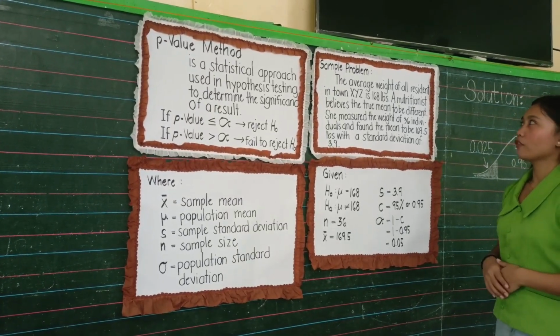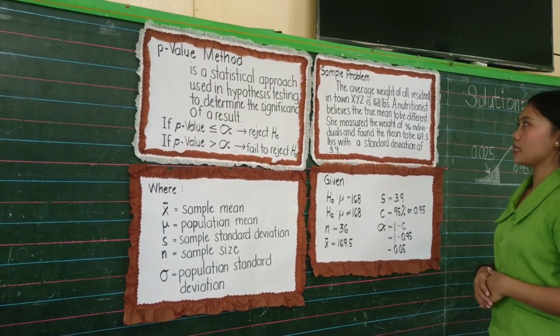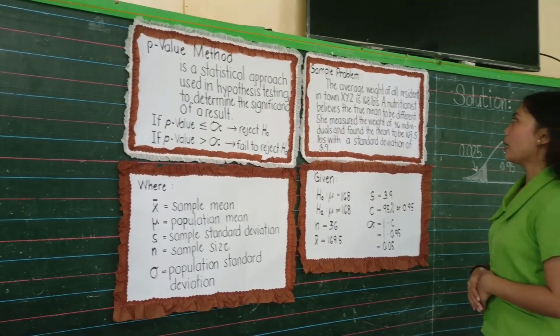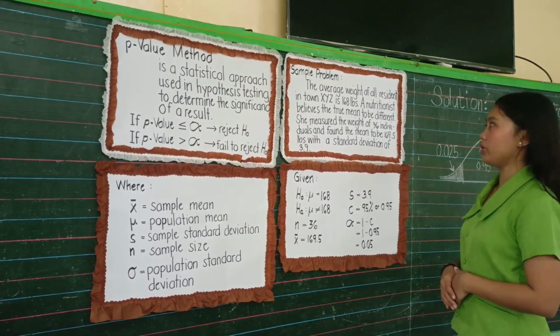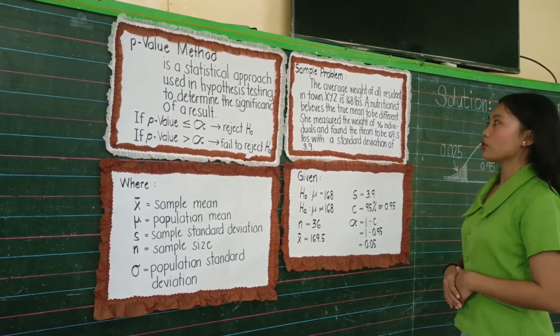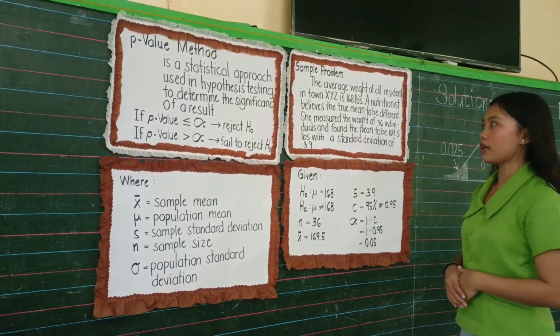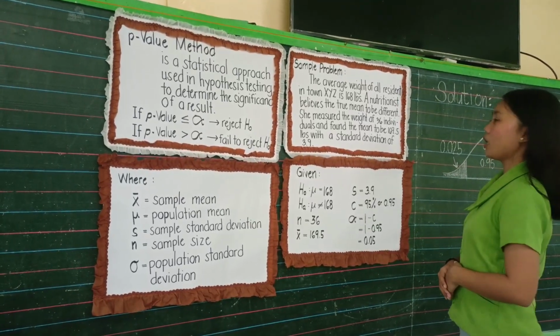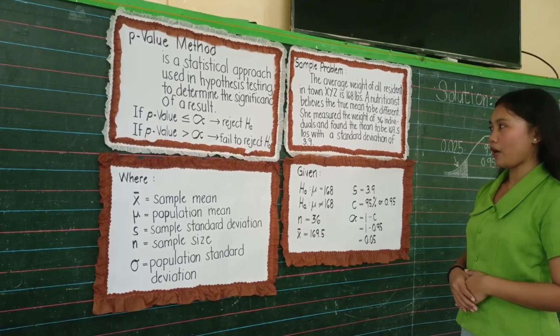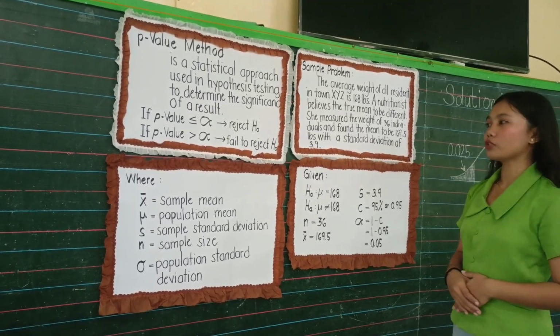The average weight of all residents in town XYZ is 168 pounds. A nutritionist believes the true mean to be different. She measured the weight of 36 individuals and found the mean to be 169.5 pounds with a standard deviation of 3.9.